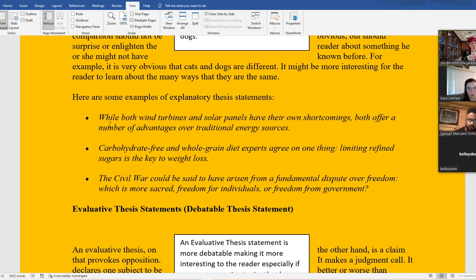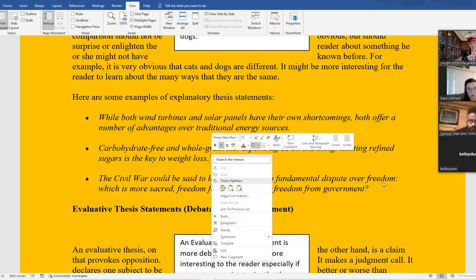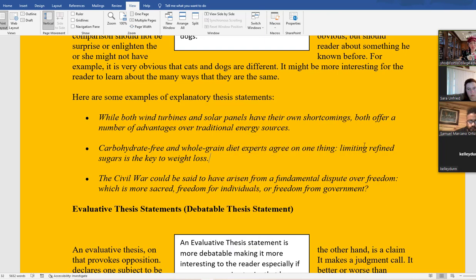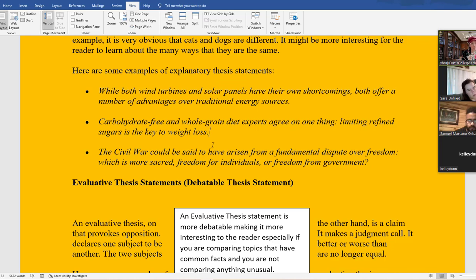While both wind turbines and solar panels have their own shortcomings, both offer a number of advantages over traditional energy sources. Carbohydrate-free and whole grain diet experts agree on one thing: limiting refined sugar is the key to weight loss. The Civil War would be said to have arisen from a fundamental dispute over freedom. Which is more sacred, freedom for individuals or freedom from government?